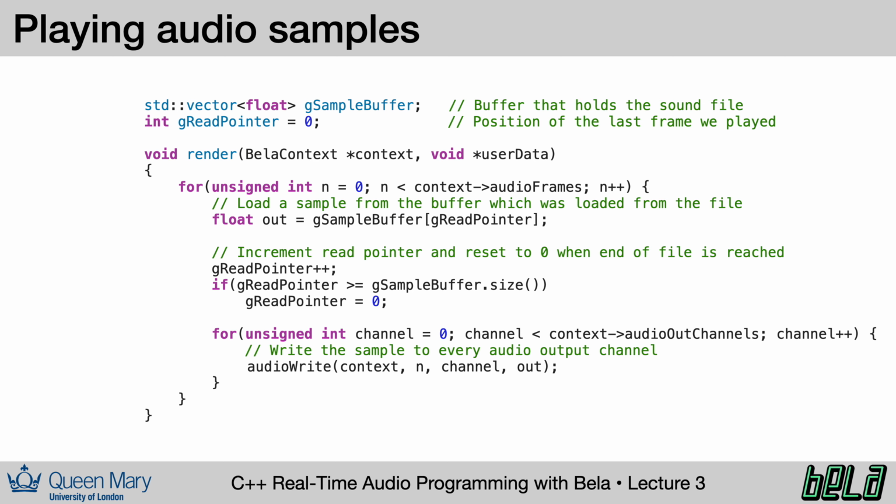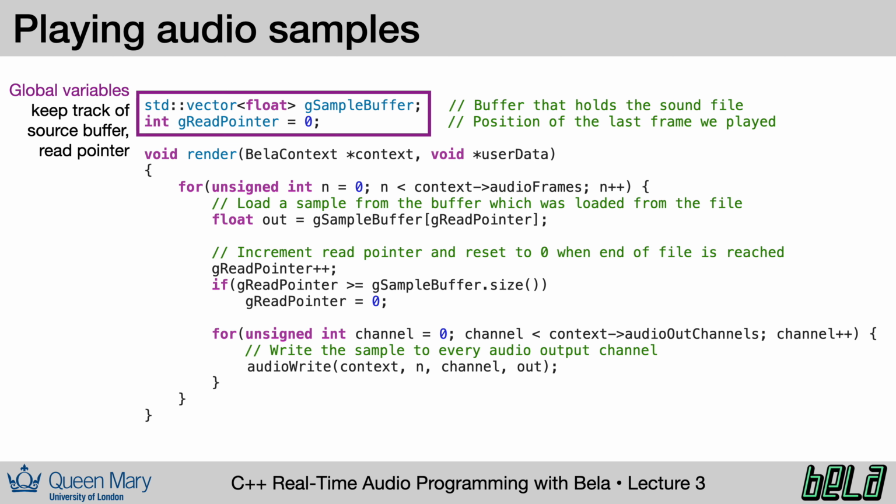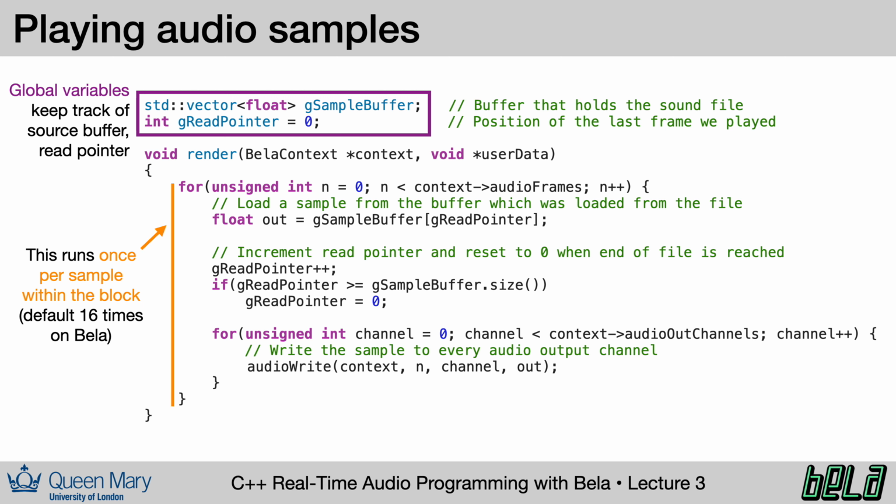Here's the code that implemented that particular mechanism. You can see at the top that we had some global variables which kept track of our buffer of samples, and of the read pointer which told us where we were playing from. And here within the render function we had this for loop. This for loop runs once per sample within the block. Although in the previous slides we were using a block size of 8 just to make things fit on the slides, the default Bela block size is 16 samples per block.